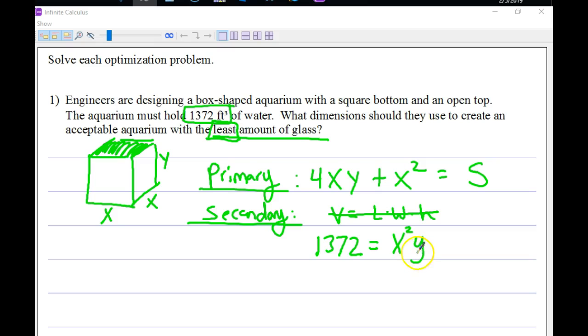So what you want to do is get one of these variables by itself. I think getting the y by itself would be easier, so I'm going to go ahead and divide both sides by x squared. And then what I'm going to do is come up here to this primary and replace the y with what I got there. So what would I get if I did that? Let's see.